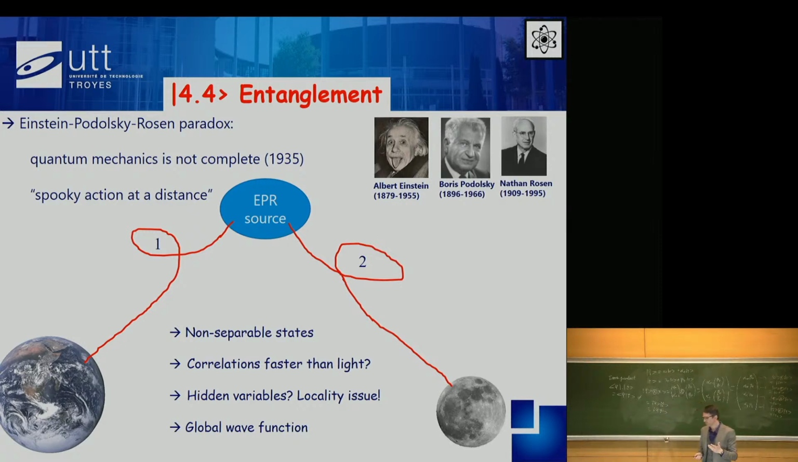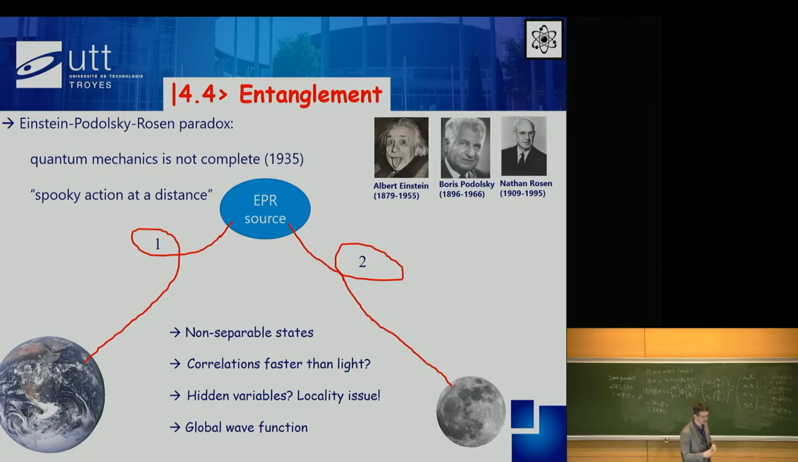So the solution, or at least the quick solution, is to say, well, the mistake is to see this entangled state as being two separated objects. Because they're not. What you can define is a global wave function.